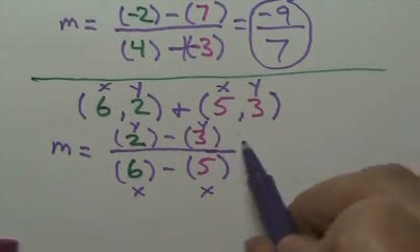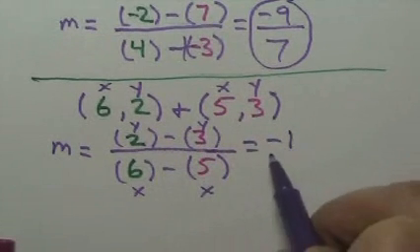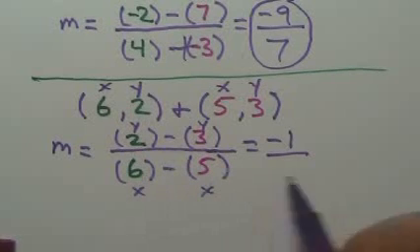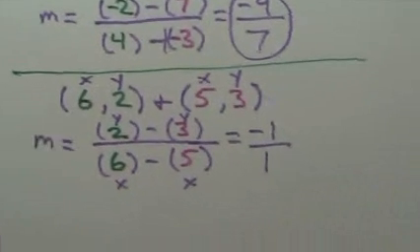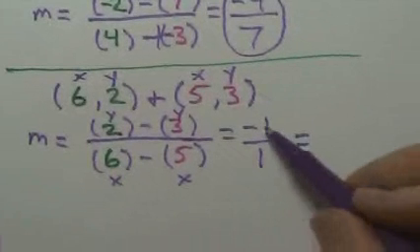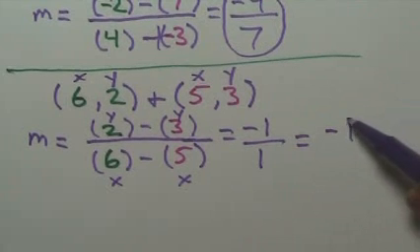So calculating that out, 2 minus 3 is -1. 6 minus 5 is 1. So my answer is -1. -1 is our slope.